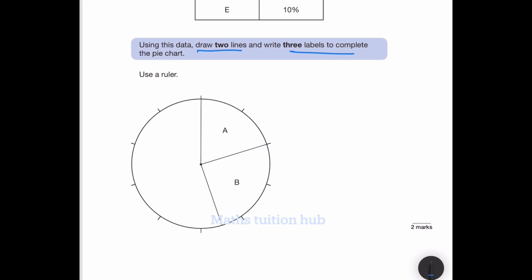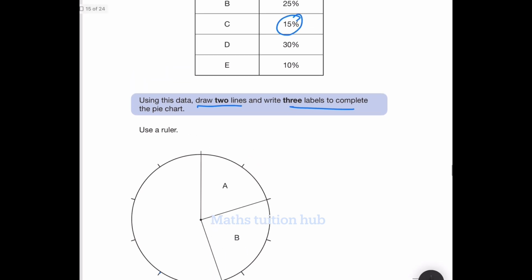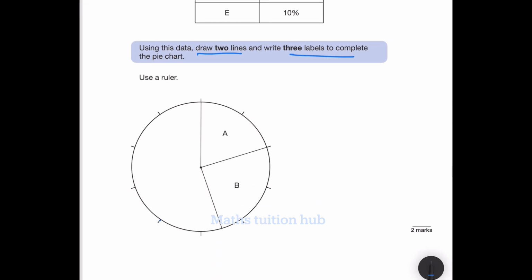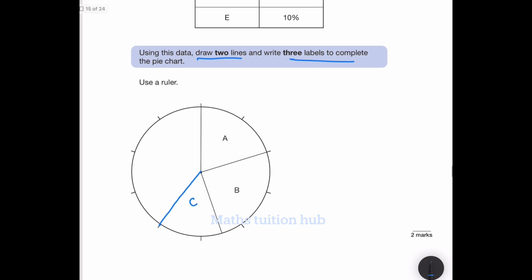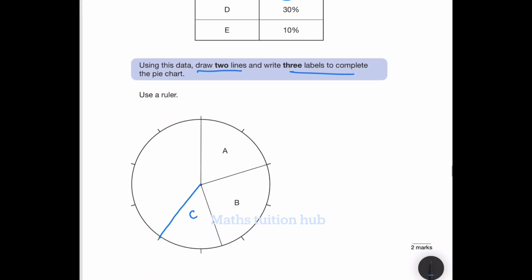So now for C is 15%. So 5 here and 10, so that will be C, 15%. And now D is 30%, so that covers 3 sections. So that's D. And E is just the 10%, so the leftover 10% for E.